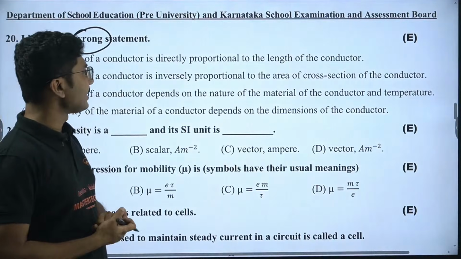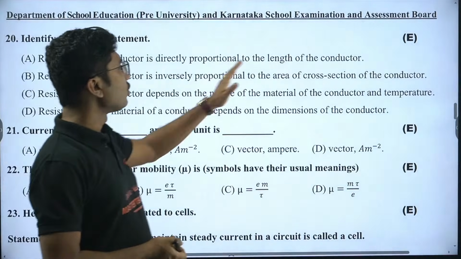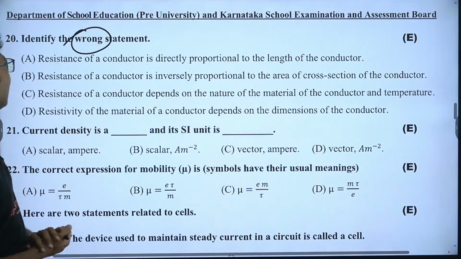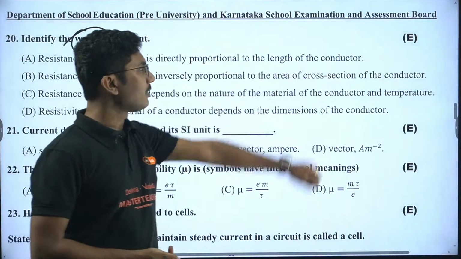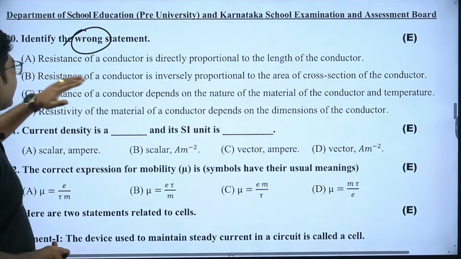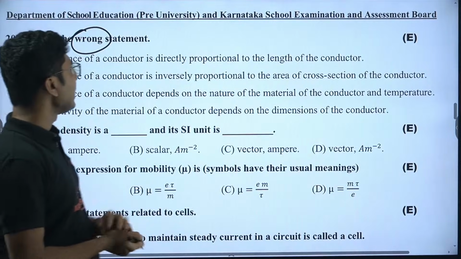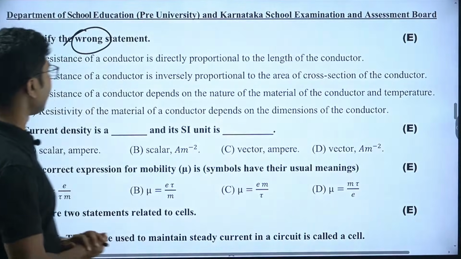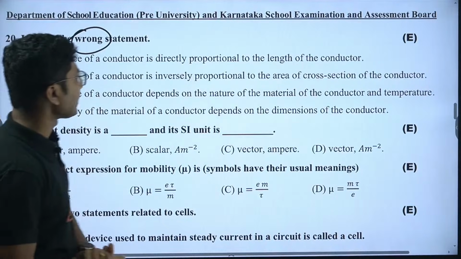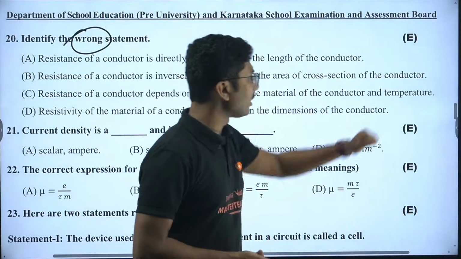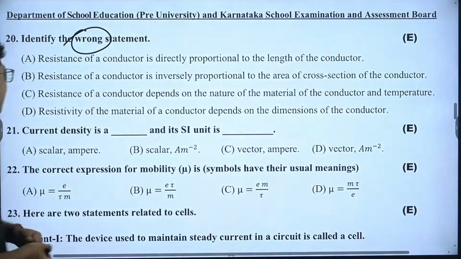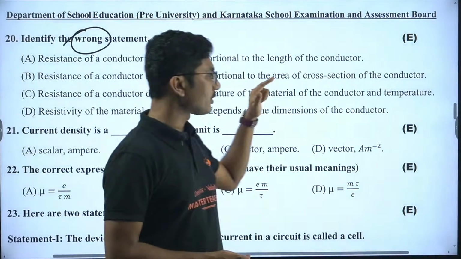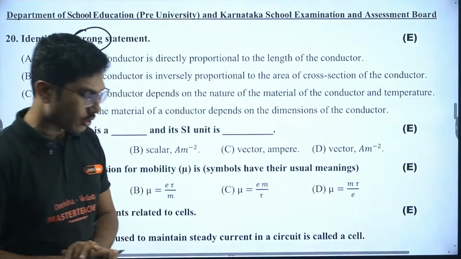Resistance of a conductor is directly proportional to the length of the conductor. Resistance of a conductor is inversely proportional to the area of the cross section of the conductor. Resistance of a conductor depends on the nature of the material of the conductor and temperature. Resistivity of the material of a conductor depends on the dimensions of the conductor. Which one is wrong?